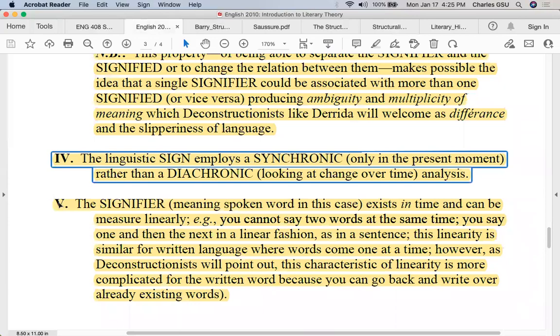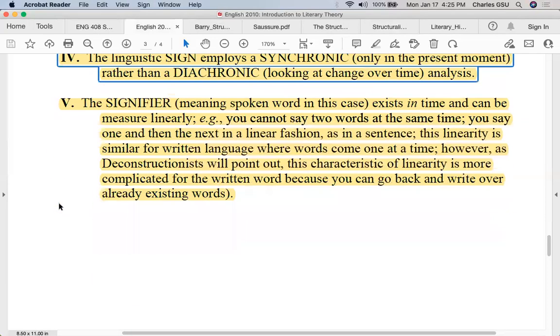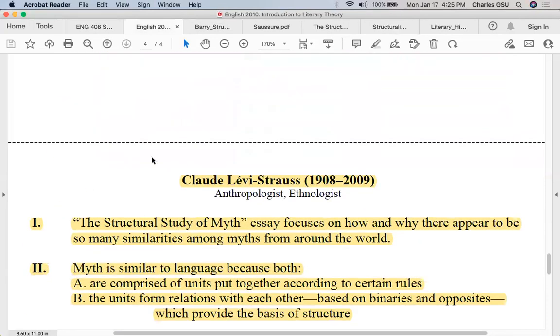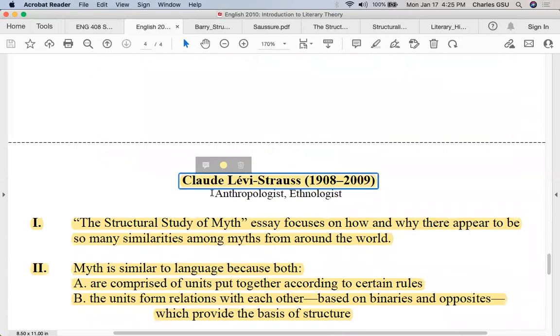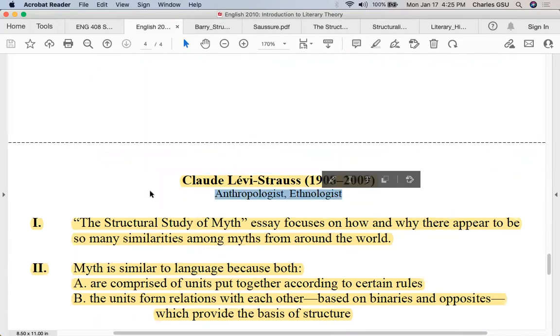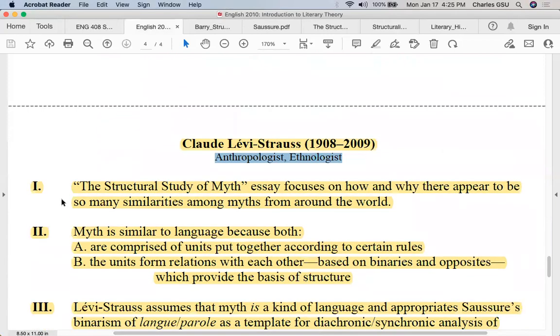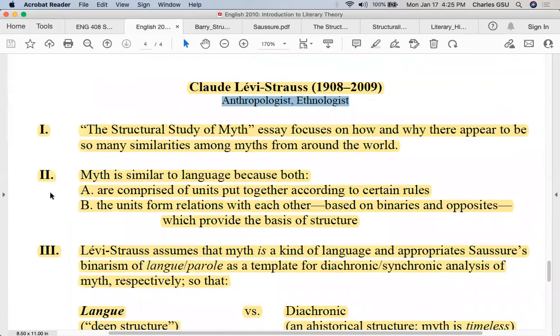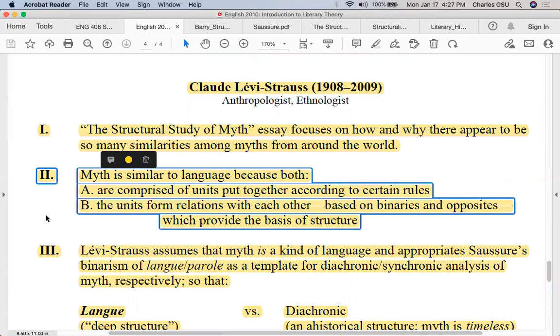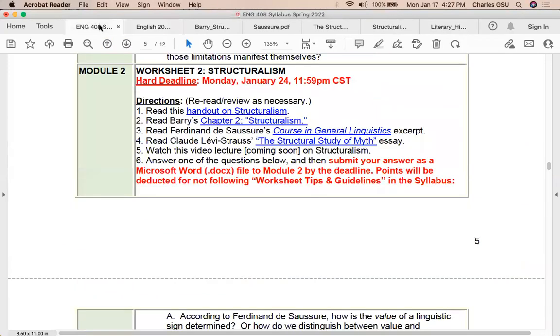So back to the handout. Claude Lévi-Strauss here, notice he is not, like Saussure, a linguist, but he's a folklorist or anthropologist applying the principles of structure and structuralism to the interpretation of folklore and myth. So he says that myth is similar to language, and you can disagree with him. In fact, that's one of the possible questions, right?